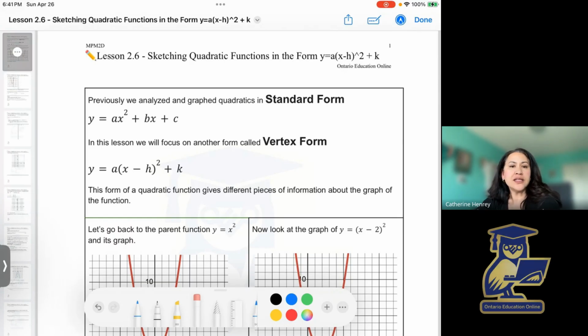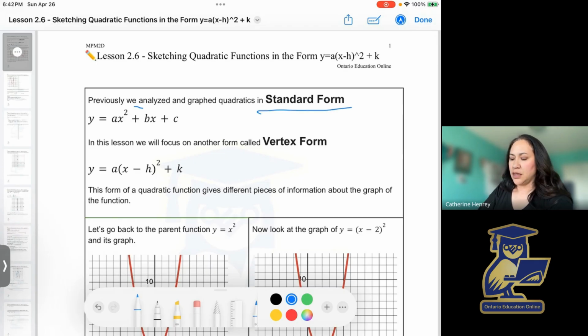Hi everyone, welcome to lesson 2.6 where we're going to continue graphing quadratic functions. So let's take a look at our document. What we've previously been working on is graphing quadratics in standard form. And standard form is y equals ax squared plus bx plus c.